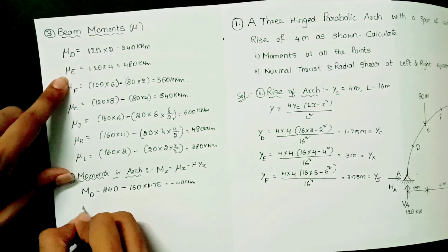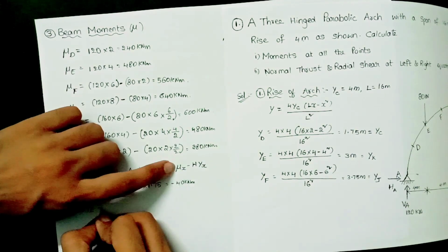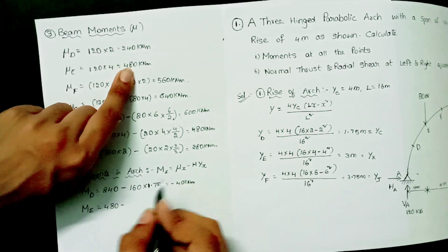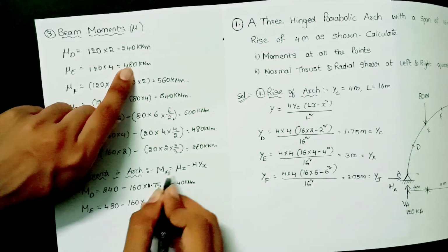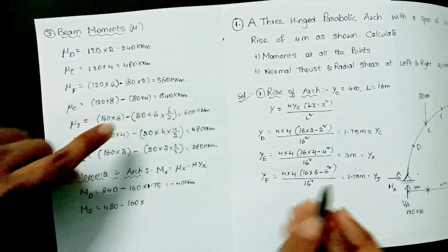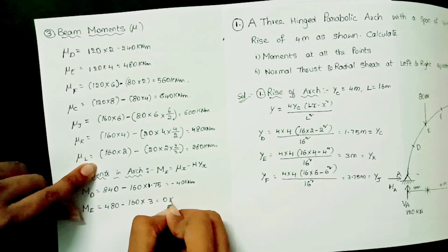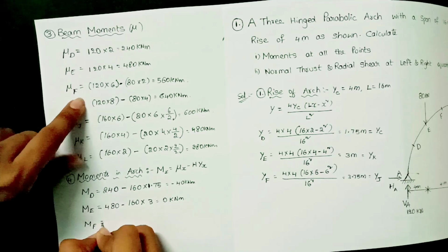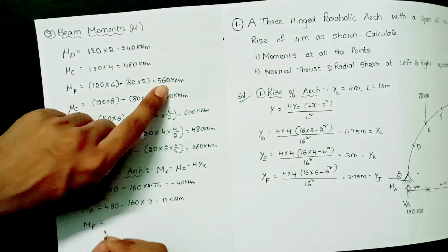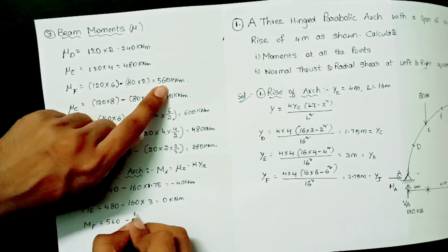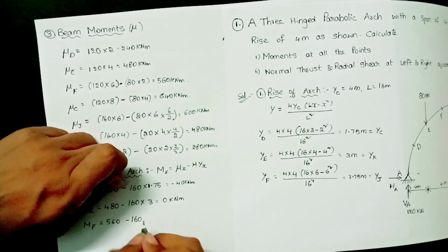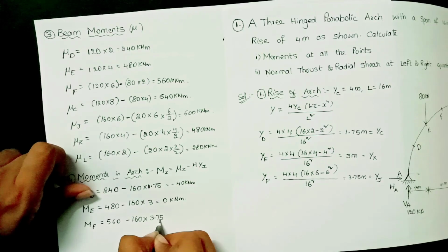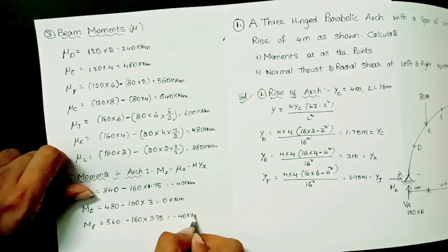Now I will calculate ME. ME equal to mu E. That means mu E is 480. 480 minus H value is obtained as 160 kilonewton in step 2 and YE. Here YE equal to 3 meters. So 3. The value is 0 kilonewton meter. And MF, after E it is F. So mu F equal to 560 kilonewton meter. So 560 minus H value is 160 which is same for all, and again YF equal to 3.75. So 3.75 the value is minus 40 kilonewton meter.